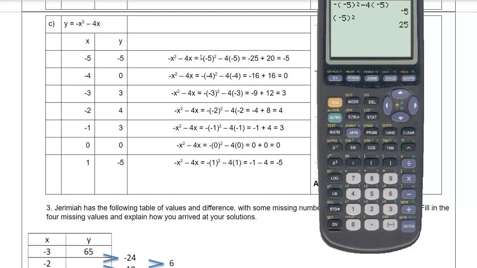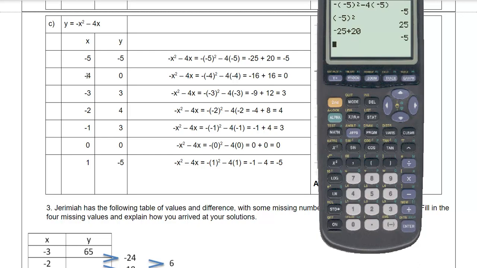And then, see, that negative makes it negative. So it'd be -25 right there. And you see, we have -4 times -5 is plus 20. So plus the 20 gives you that -5 there.